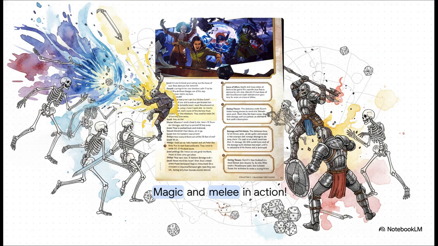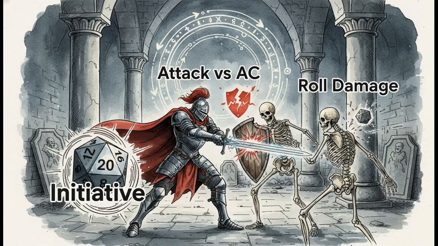You've got huge area of effect spells going off, heavily armored heroes swinging steel, just total fantasy chaos. But beneath that chaos is a very strict set of rules keeping everything fair. So, let's break down the actual combat loop. A great example from the rules is a skeleton ambush beneath Castle Ravenloft.